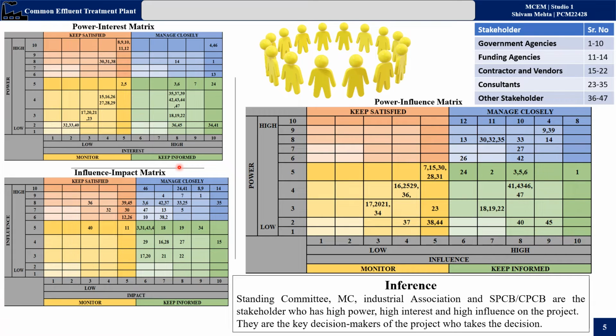So from these three tables we conclude that the closely managed stakeholders are the standing committee, municipal corporation, industrial association, and the state pollution control board or central pollution control board, which have high power, high influence, and high impact for the project because they are the key decision makers who can take decisions for these projects.